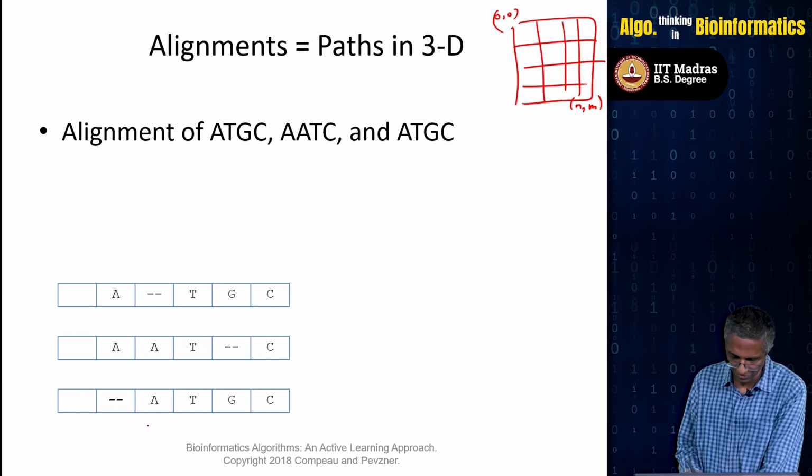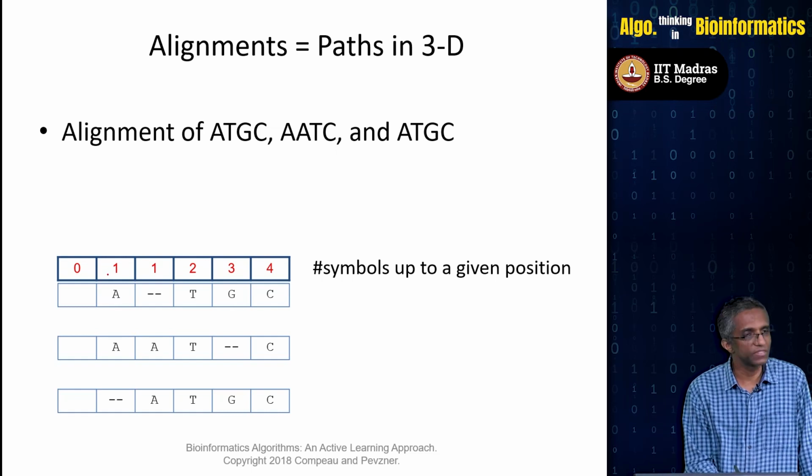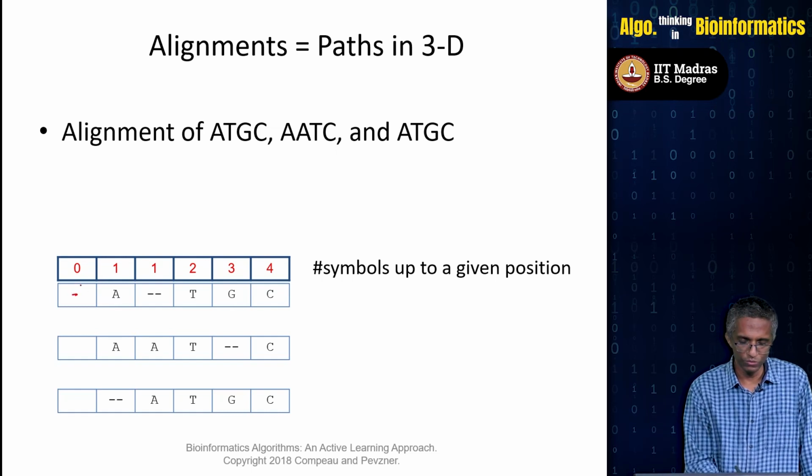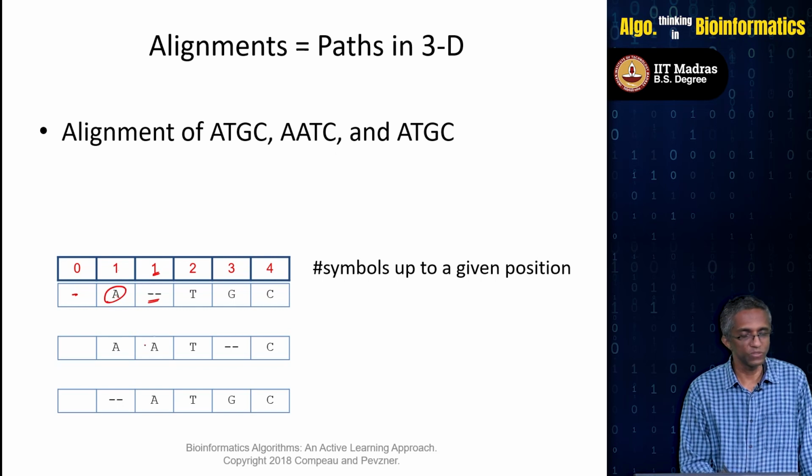And then you label them with the number of symbols seen till then. So here you have not used up any symbol, so that is 0. In the first sequence you have read one symbol, that is 1. Here there is a dash, right? So that is some kind of an insertion in the other sequences. So you have 1, you have still only read A, so that is 1. You have now read T, so that is 2. Read G, so you have 3. Read C, you have 4.